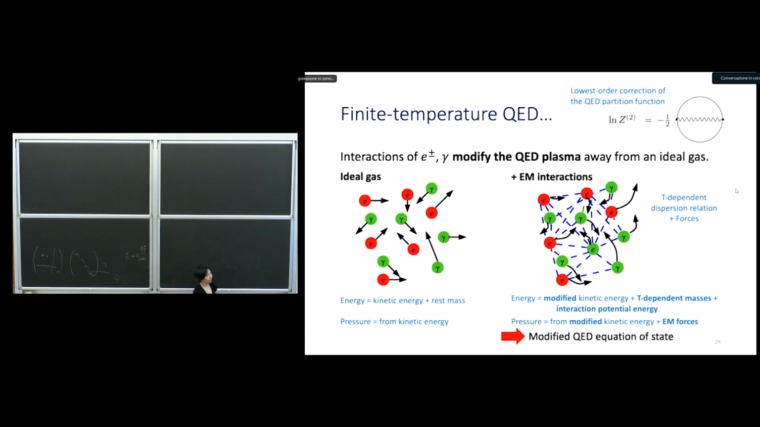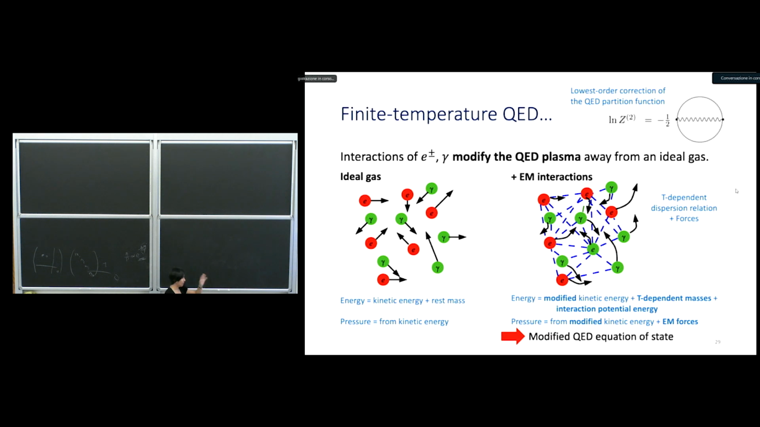Similarly, for the pressure, we have modified kinetic energy, and there will also be a modified pressure coming from taking into account the fact that these forces are in place. So overall, what this means is that once you take into account these interactions, the QED equation of state will be different from the ideal gas case.